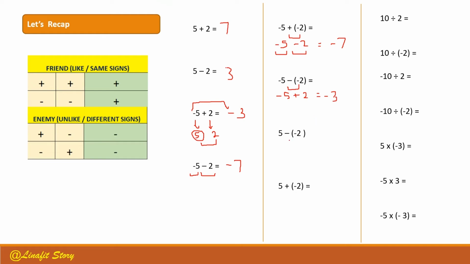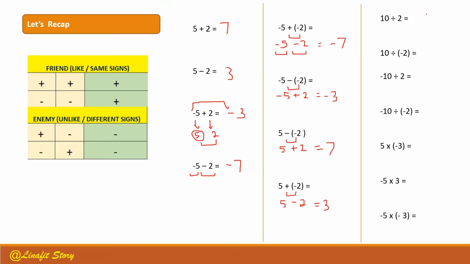5 minus negative 2. This is negative, so you meet your friend. If you meet your friend, the result is positive 2. 5 plus 2 is equal to 7. 5 plus negative 2. Different signs, so you meet your enemy. If you meet your enemy, the result is negative. 5 minus 2 is equal to 3.